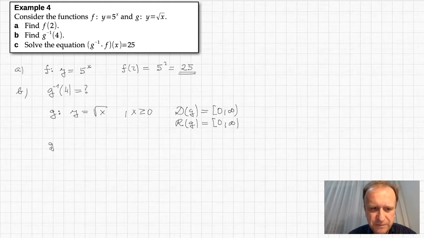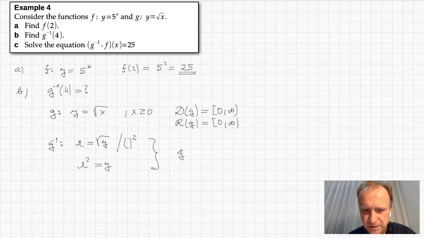Now, if we want to find the formula for the inverse of g, what we have to do is to replace the x and y variables by each other. So I do the replacement. I exchange y for x. So what I get is x equals square root of y. And now I need to express y. So I take the square of both sides and I get x squared equals y, and hence the function g inverse is going to have the formula y equals x squared.